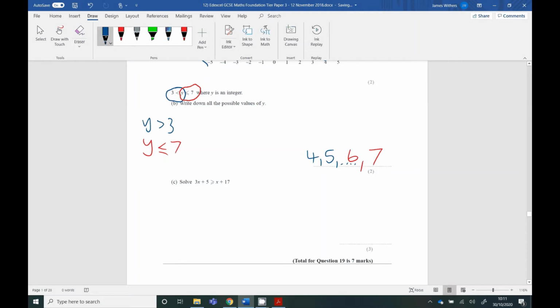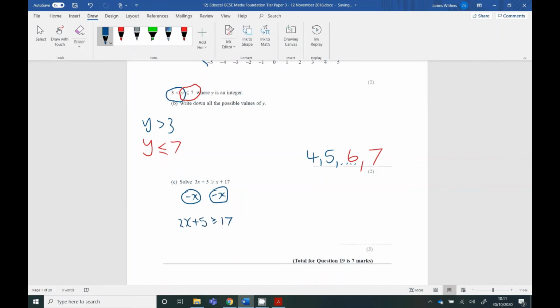Now for part C, we're being asked to solve that inequality. So we want to get all our x's onto the same side. The bigger number of x's is on the left, so I think it's easier to move all our x's to the left. So let's choose to take away x from both sides. So on the left, 3x take away x is 2x, and then we've still got the 5 there. That inequality sign, greater than or equals, remains unchanged. And on the right hand side, we've undone that x, so we're just left with the 17.